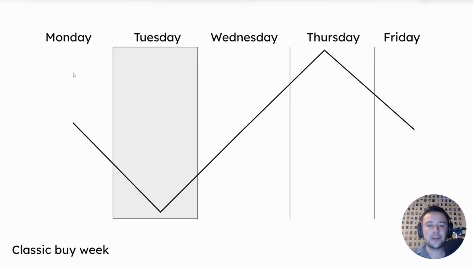Now on your screen, you can see a schematic of how a classic buy week is looking like. On the Monday, we can anticipate it being an accumulation range, or you want to see a Judas swing move lower going into Tuesday.